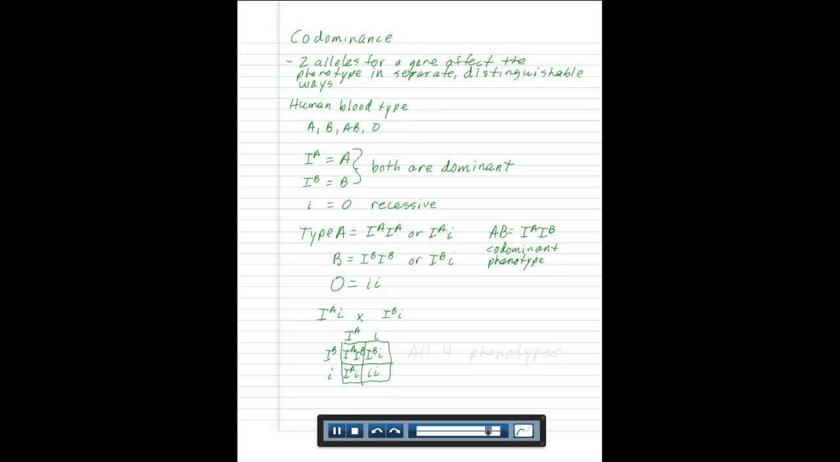There are a couple of things to notice here. First of all, four phenotypes are represented. The last thing to notice is that there is not any sort of 3-to-1 or 1-to-2-to-1 ratio that we saw in a normal Mendelian trait. Codominance is therefore considered a non-Mendelian trait.